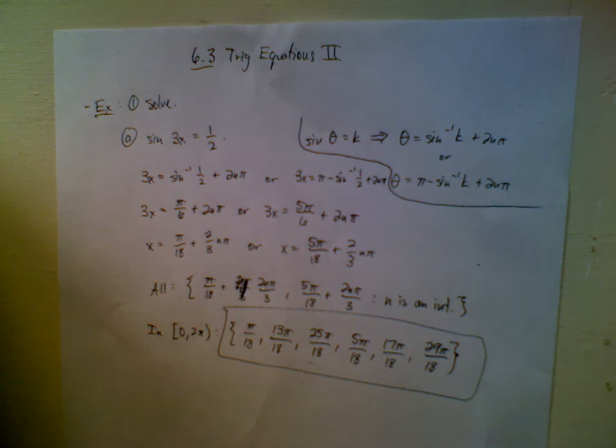Again, you're welcome to look at the solution in the book if you like, but I think this is a much more straightforward way to solve the problem. So there are all the solutions that live in the interval from 0 to 2 pi. There are infinitely many of them, but the ones that live between 0 and 2 pi, you're going to have 6 of those. So I'll start a new video to look at another example.